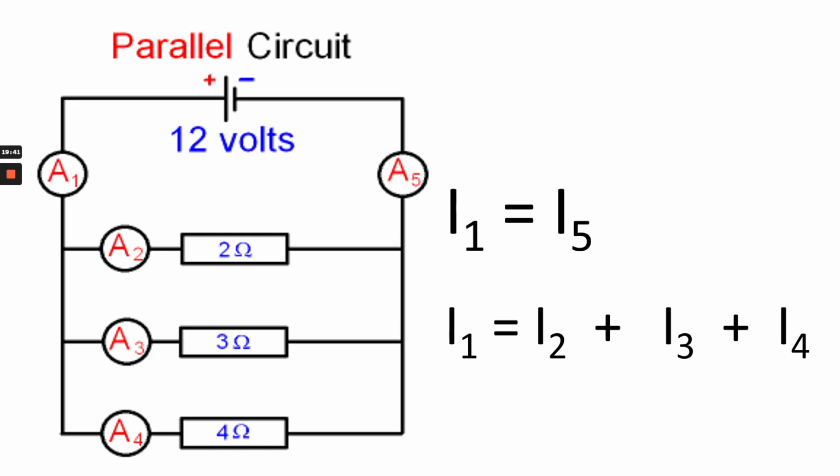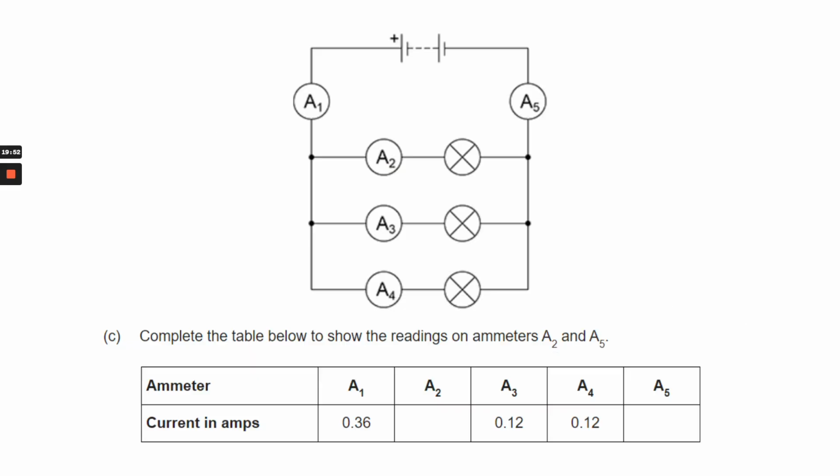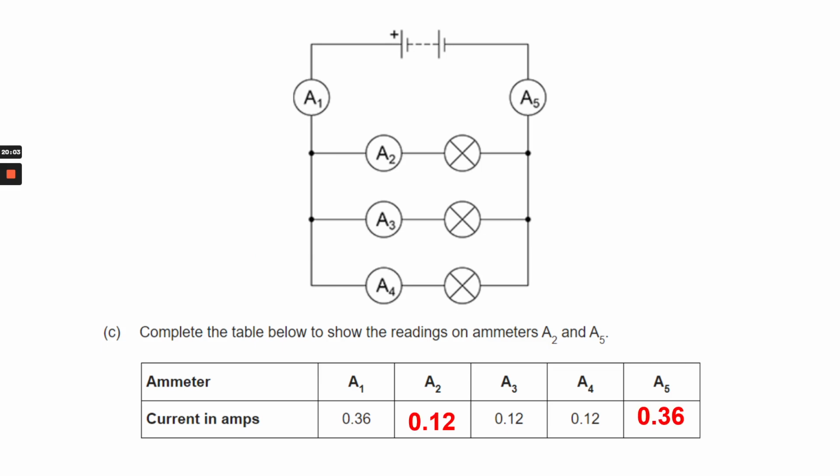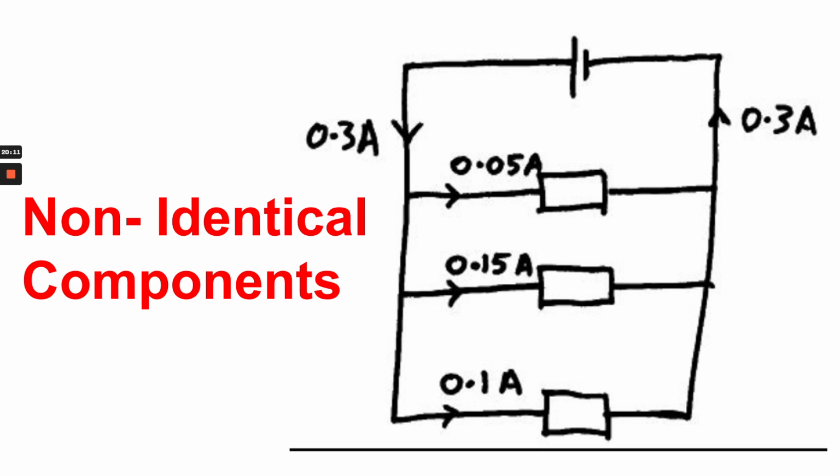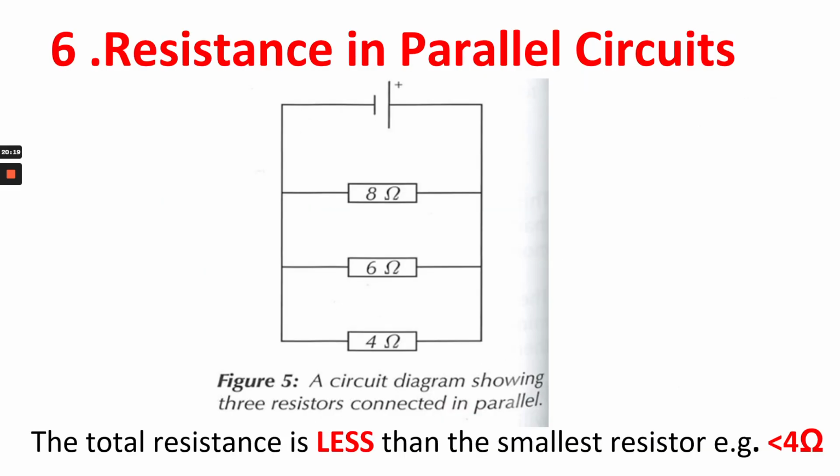So if you want to follow it from A1, it splits into branches A2, 3, and 4, and then A2, 3, and 4 combine back together to make A5. So A1 is equal to A5. If we take a look at this real-life exam question, if A3 reads 0.12, and so does A4, A2 will also, because they're identical, and the 3 of them will add up to 0.36. A1 is equal to A5. Non-identical components can get different amounts, but it would still add up to 0.3. If you add those 3 numbers up, it will add up to 0.3.